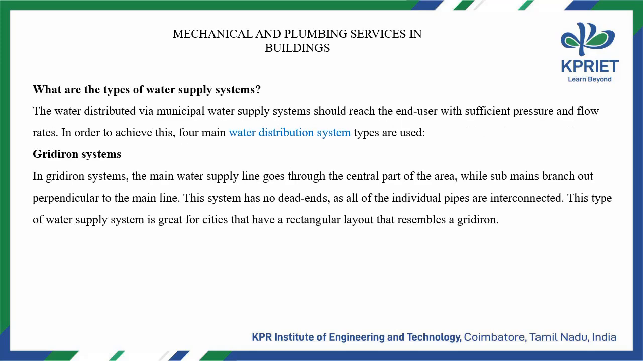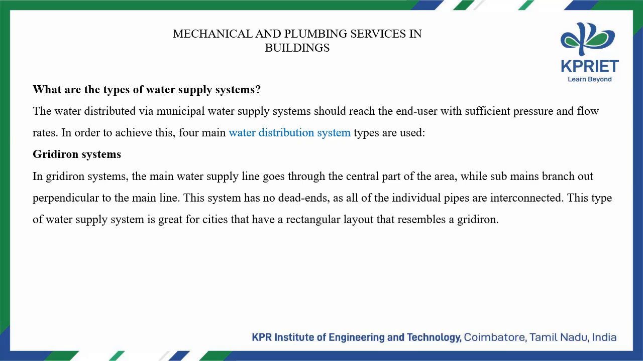What are the types of water supply systems? The water distributed via municipal water supply systems should reach the end user with sufficient pressure and flow rates. In order to achieve this, 4 main water distribution system types are used. Gridiron systems. In gridiron systems, the main water supply line goes through the central part of the area, while sub-mains branch out perpendicular to the main line.